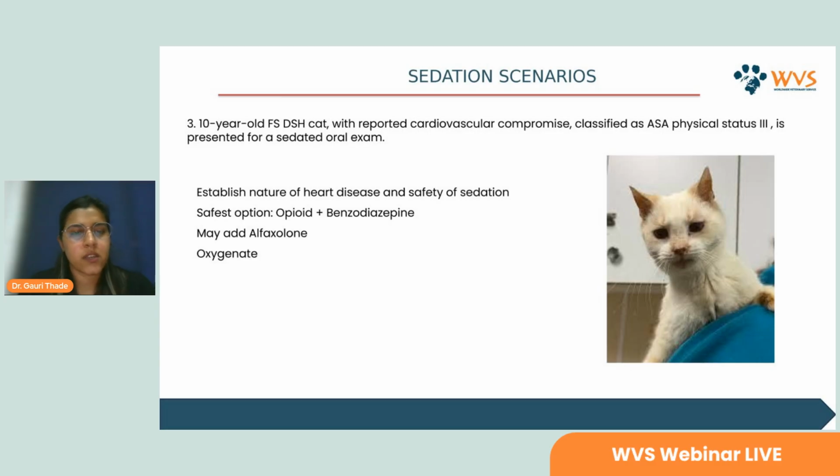Our safest option for sedation is an opioid along with a benzodiazepine, because both of them are very minimally cardiorespiratory depressive. You can also add alfaxalone if it is intramuscular that you're giving it, or propofol if it is IV. But just be careful that both of these drugs are hypotensive, and always oxygenate these animals.